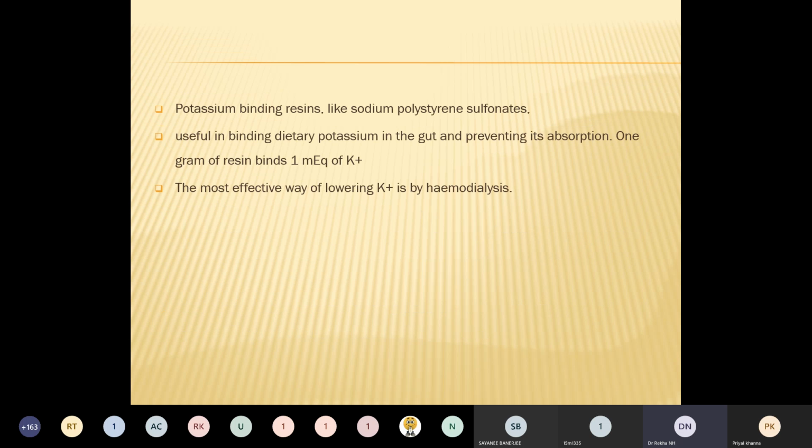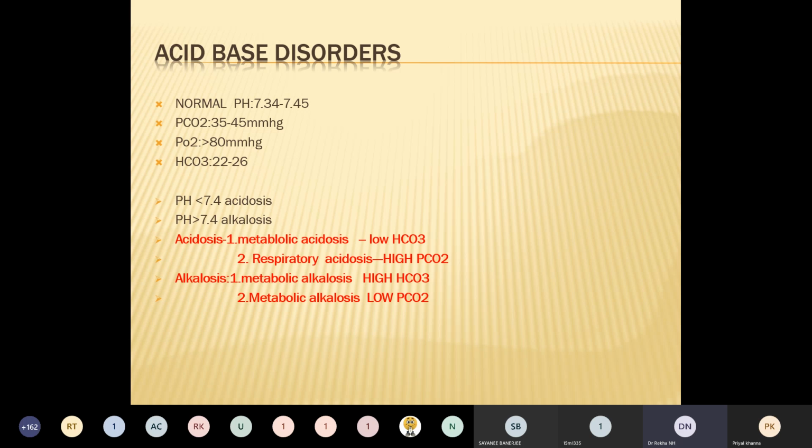We can give a beta adrenergic agent, that is salbutamol nebulization, which increases the cellular uptake of potassium. Finally, potassium binding resins like sodium polystyrene sulfonate can be given, which bind potassium in the gut and prevent its absorption. Then the most effective method of lowering potassium is dialysis.